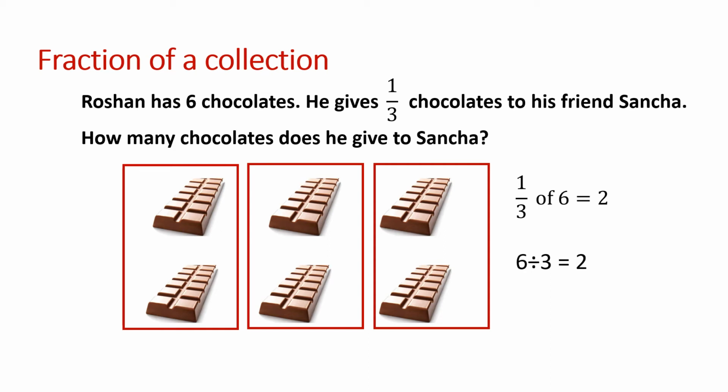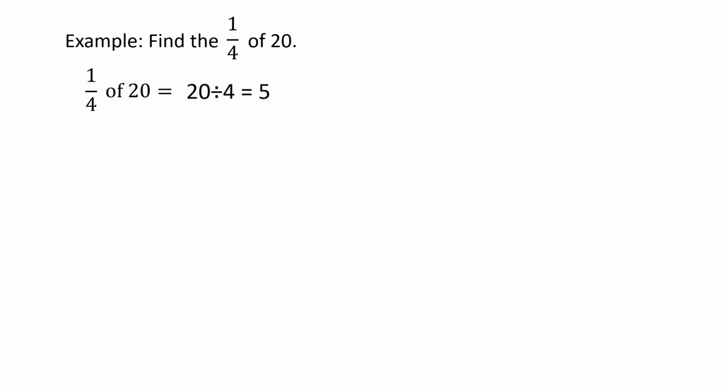Or we can simply write 6 divided by 3, because total 6 chocolates are there and we are dividing them into 3 equal parts. So 6 divided by 3 is equal to 2. Now we can go through one more example. Find 1/4 of 20. For finding 1/4 of 20, we have to divide 20 by 4. We know that 4 fives are 20. So 1/4 of 20 is equal to 5.